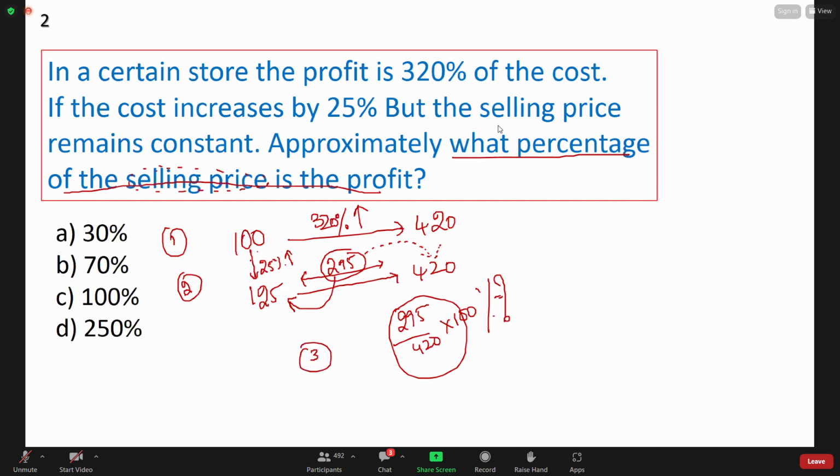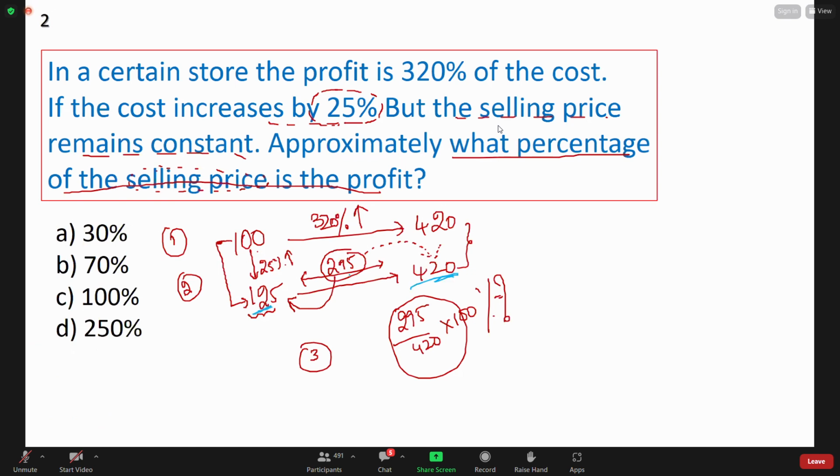Okay. So here the question says, if the cost increases by 25%, remember this point. If the cost increases by 25%, but the selling price remains constant. What does that mean? Now, what we assumed the cost to be was 100. So if the cost increases, the cost becomes 125, but the selling price remains the same is what he's telling us. He's giving us that the selling price remains the same and the cost price has increased. The profit would reduce then, obviously.